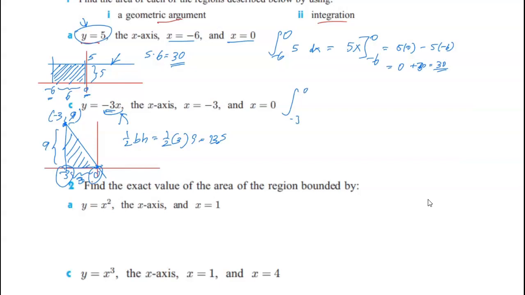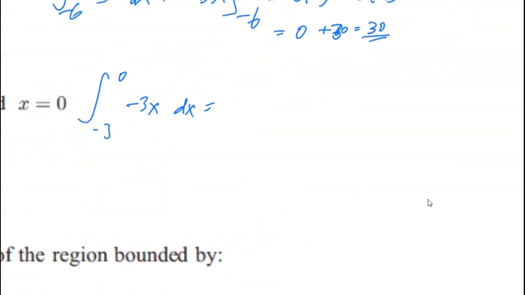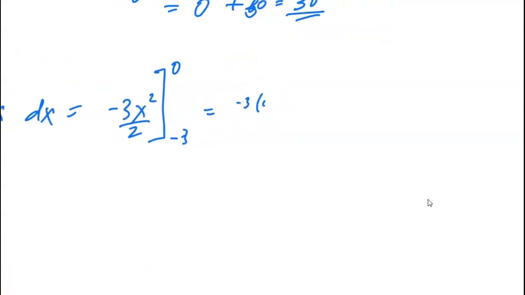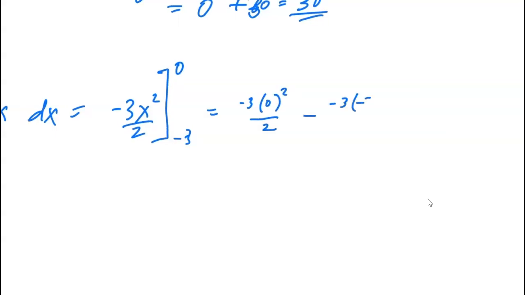The function is -3x. And then, of course, we put dx at the end to finish it off. And then if we want to take the integral of that, negative 3x, the integral would be negative 3x squared over 2, right? And then bracket negative 3 to 0, which means we're about to put in the 0 and negative 3. The 0 goes on the right, so it would be negative 3, 0 squared over 2, minus, and then we're going to put negative 3 in for x.